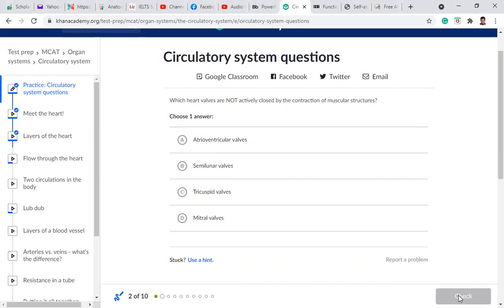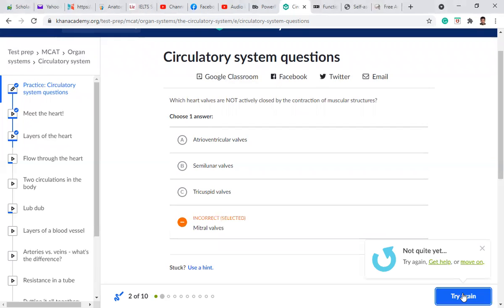Mitral. Mitral valve. So the mitral valve is between the left atrium and left ventricle. So it doesn't close. We said that we hear the sound lub dub by the closure of the mitral and the tricuspid valve, isn't it? Okay. Let's see your answer. If you are right, they'll tell you you're right. If you're wrong, they'll tell you you're wrong. So it says wrong. Okay.